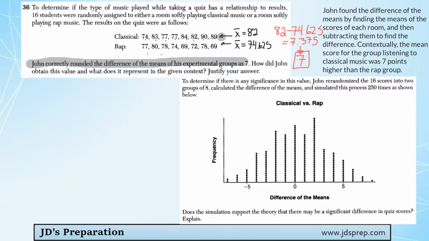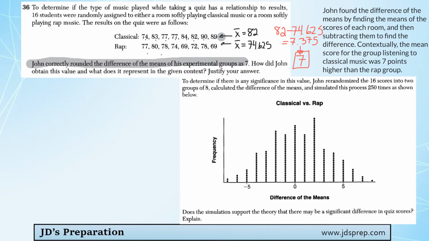Now for the second part of the question here, we've got some data based on a simulation. And we're being asked, does the simulation support the theory that there may be a significant difference in quiz scores, and explain? So anytime they're asking about significant difference, what we're trying to find out is whether or not what we found in the actual test or study is going to end up either inside or outside the 95% range.